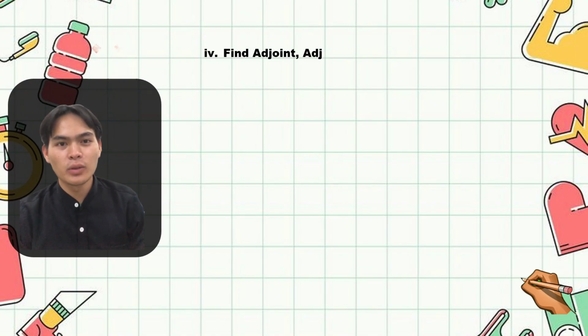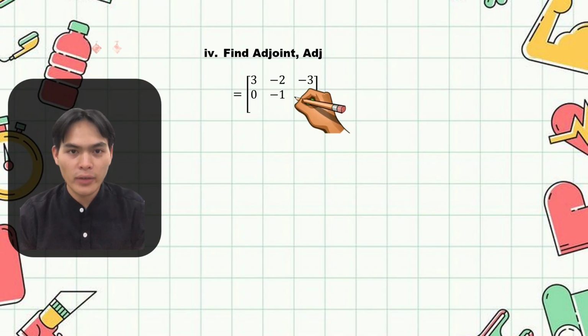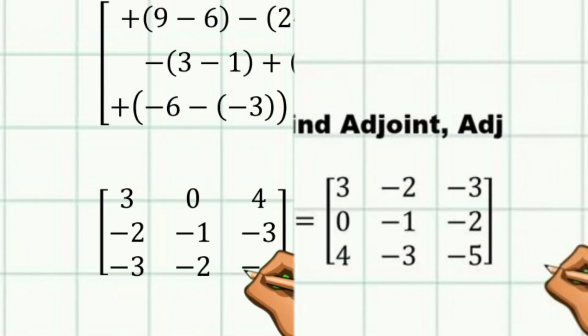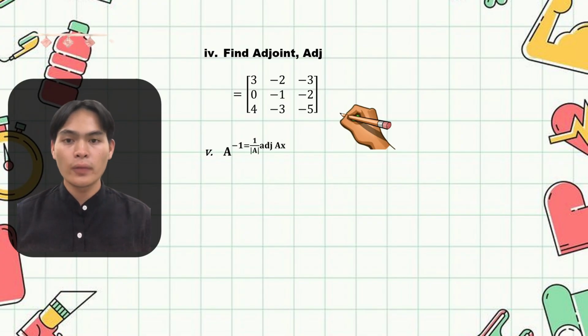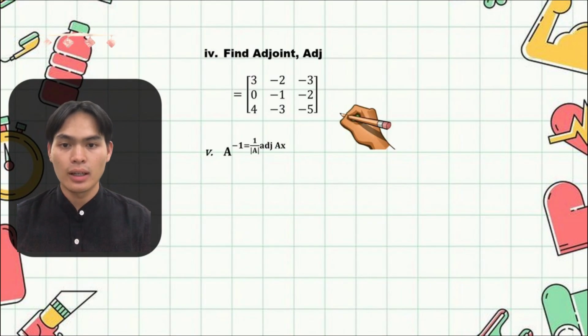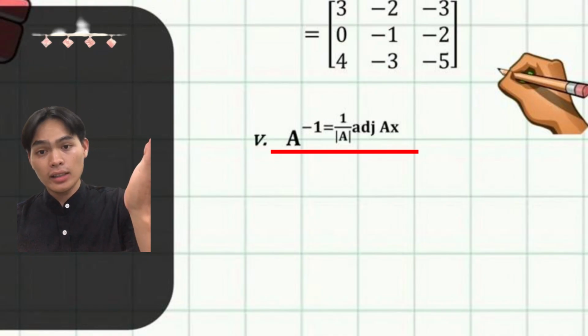To find the adjoint, we get the answer from the cofactor, but the rows and columns are inverted. The first row becomes the first column and the first column becomes the first row, and so on for the second and third column for each row and column. Now we need to find the A inverse, and here is the formula.